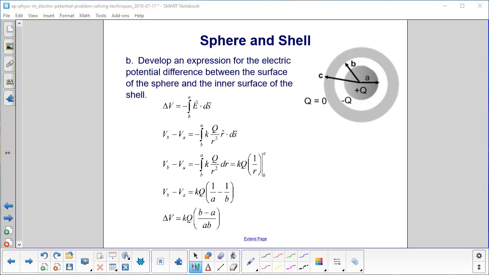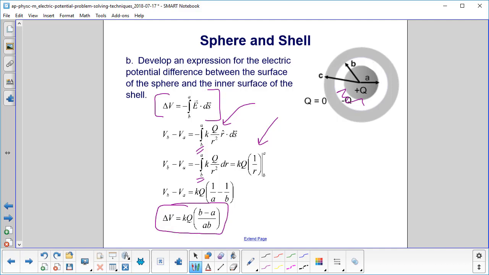Develop an expression for the electric potential difference between the surface of the sphere and the inner surface of the shell. Here's our equation that we're going to use. The electric field in this region here is kq over r squared. We integrate in the radial direction, and we're going to go from b to a. The integral of negative 1 over r squared is just positive 1 over r. We evaluate it between a and b, do a little algebra, and here's our potential difference between the sphere and the inner surface of the shell.